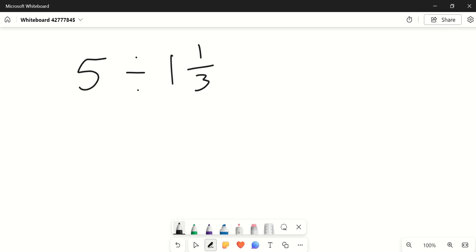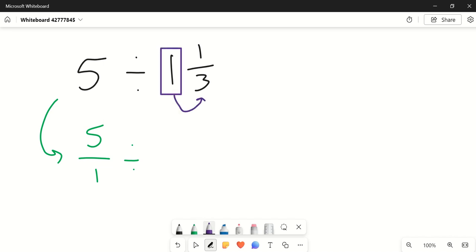So 5 divided by 1 and 1/3. I have to convert both of these to become actual fractions. So whole number will be put over 1. So we'll rewrite this down here. 5 over 1 divided by, and our mixed number needs to become an improper fraction. 1 times 3 would be 3, plus 1 would be 4. This would become 4 over 3. So again, whole numbers need to be put over 1. Mixed numbers need to be converted into improper fractions. Whole number times denominator, add it to the numerator, put over the original denominator.